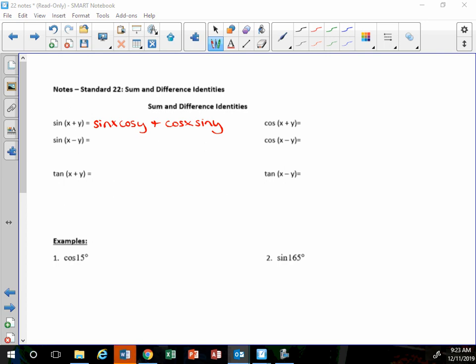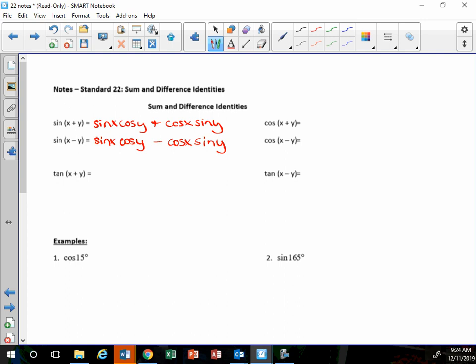What do you think it's going to be if I subtract two angles instead of adding two angles? So right here, it's sine of x plus y, so I've got this thing plus this thing. What do you think is going to happen when it's minus? Yeah, that thing minus that thing, yes. It's going to be sine of x cosine of y minus cosine of x sine of y. Okay. So the two sine formulas are very similar.